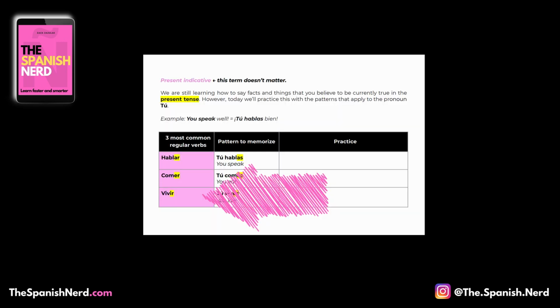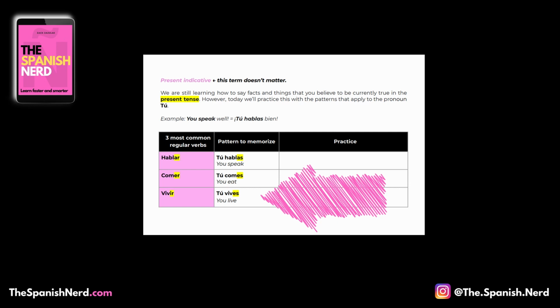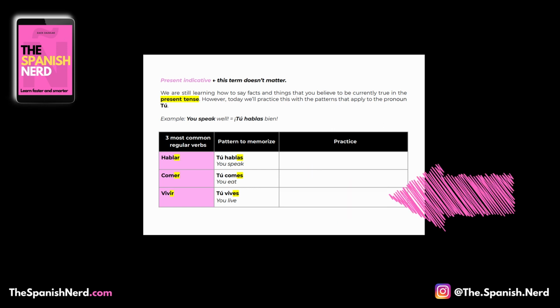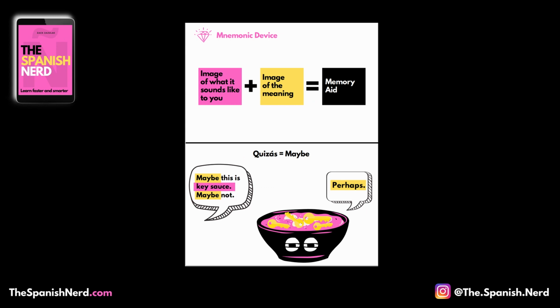Let's go to the last one here, vivir. We already know what that means. It means to live. It's our example word for regular Spanish verbs that end in IR. What happens? We drop the IR and we add ES. Tú vives means you live. You make your sentence. You know what we're doing. Let's look at the next section for today's lesson.